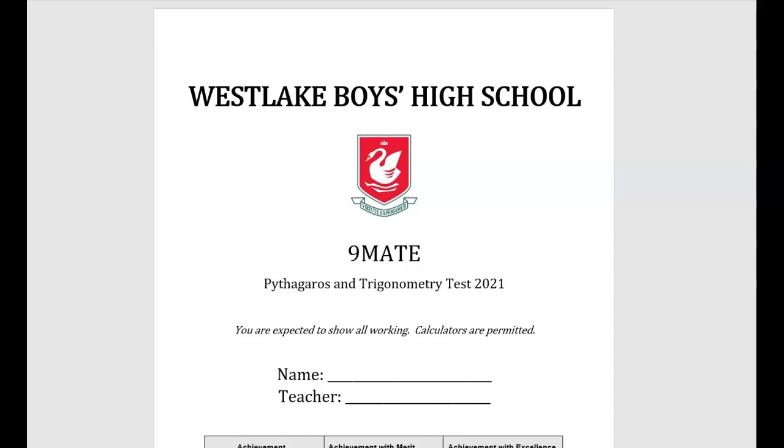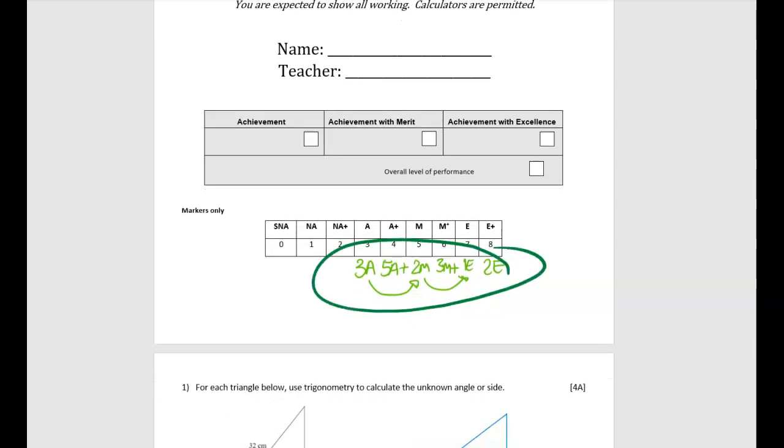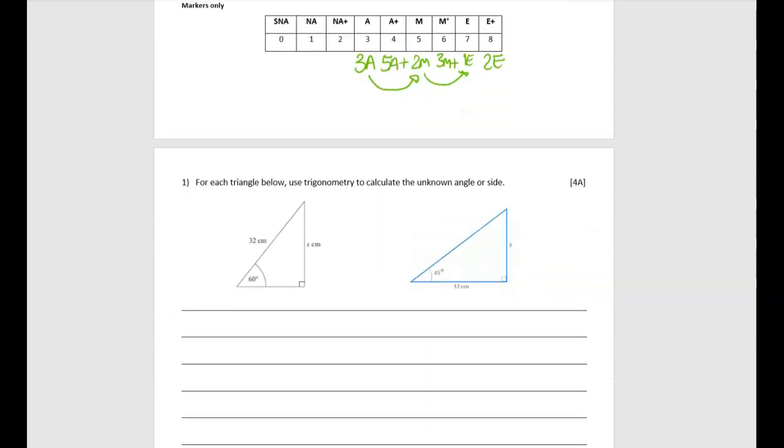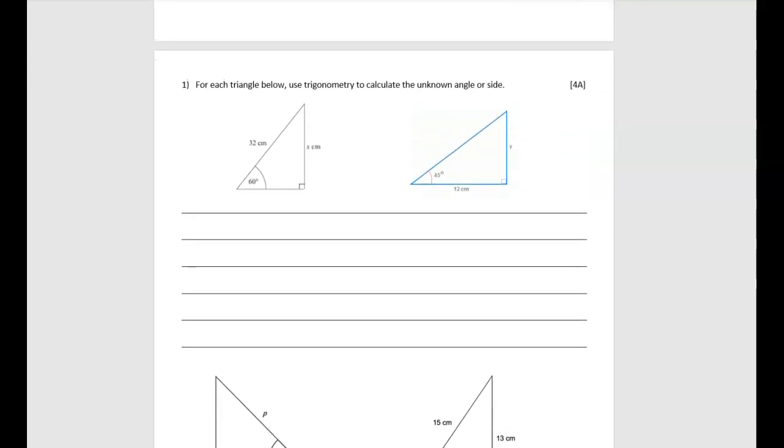Mr. Bowman here. In this video, we are going through our recent test on right angle triangles, Pythagoras Theorem, Trigonometry, 2021 test. Throughout the test, I'll go through what you needed to do to get each grade. But let's start off with our first question. Our first question asks us to use trigonometry to calculate any unknown side or angle.